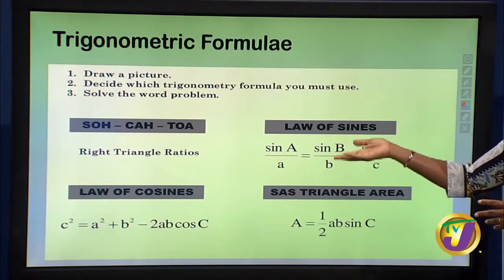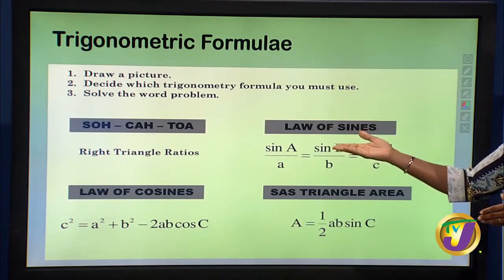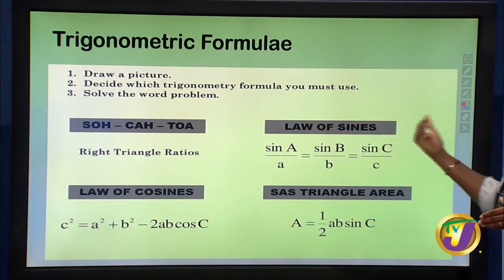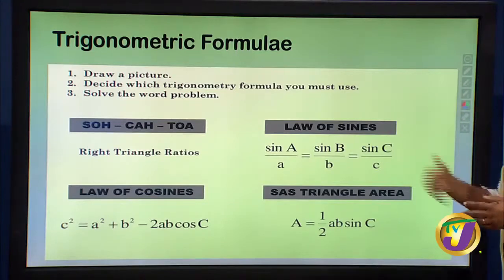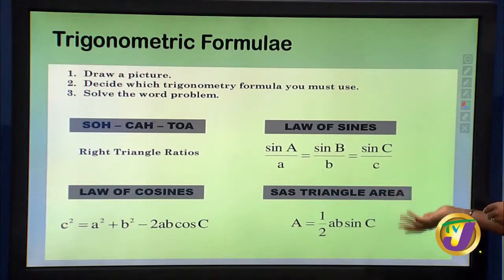As it says, for a right angle triangle where you have an angle, this is basically summarizing what we just looked at. So we have SOHCAHTOA, we have the law of sines and the law of cosines, and side-angle-side for finding the area of a triangle. So we'll look at the law of sines.